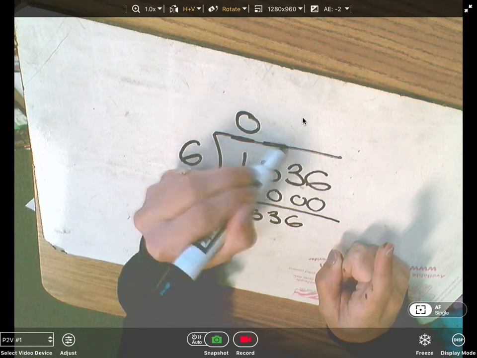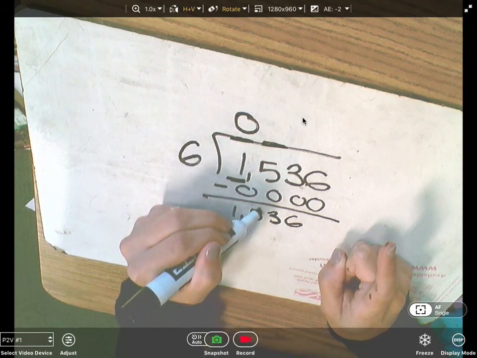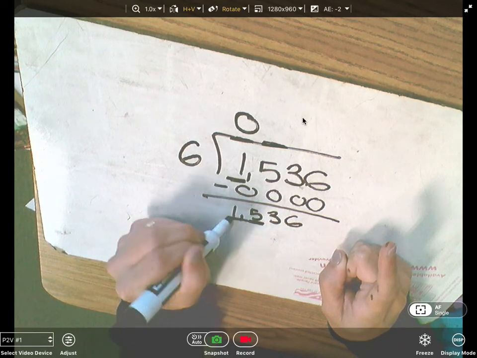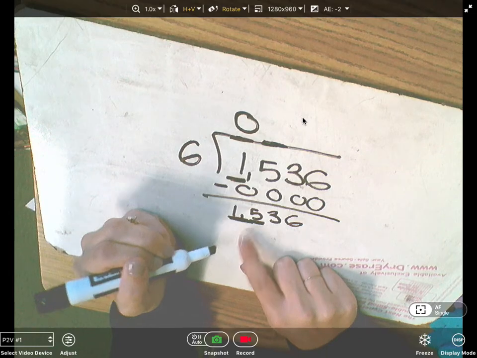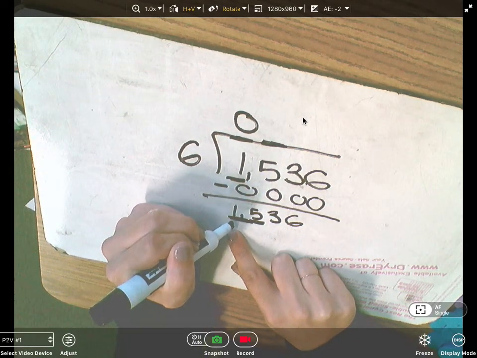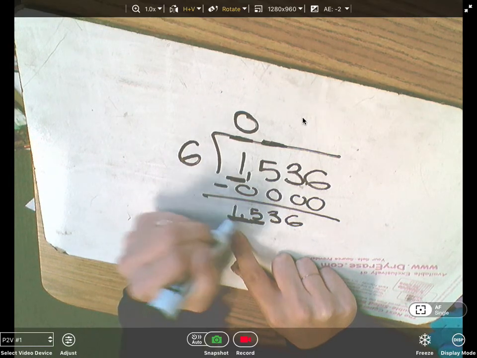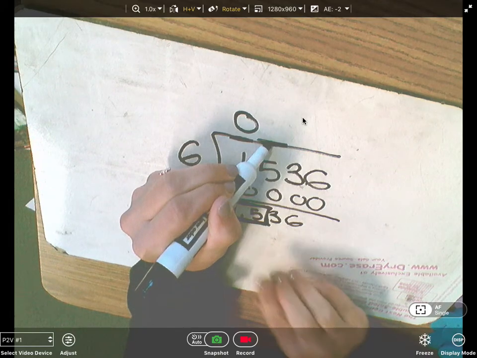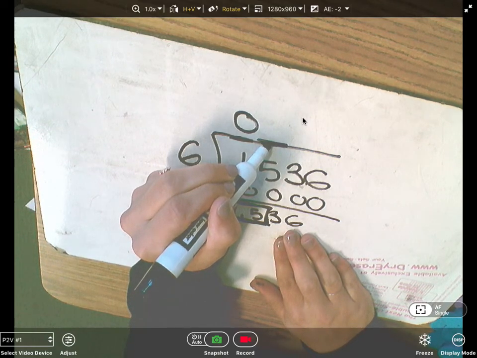Now I'm in my hundreds place, which is right here. I have 5 hundreds. I had that 1,000, but I traded it in for 10 hundreds. So now I have 15 in my hundreds place. I'm ignoring my 36 because I'm going to divide that up later.